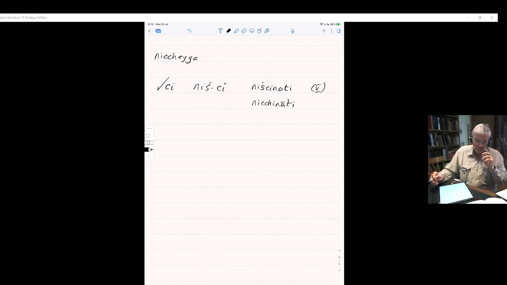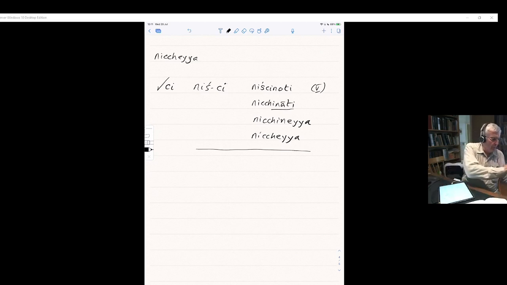Now, the point that Paniolo is making is that it's formed from the root and not the present stem. From the present stem, nichinati, you would have expected to see, for the optative, nichineya. That would be the regular way of forming it, but in fact, by an anomaly, it is actually nicheya. Again, we don't really know why. Anomalies occasionally just happen. This is one.